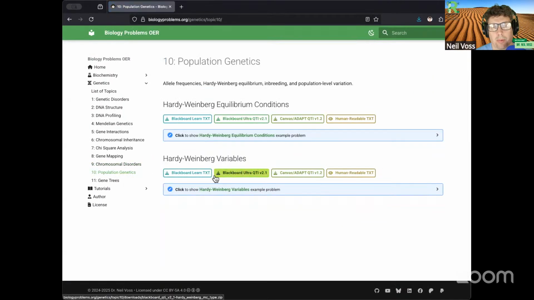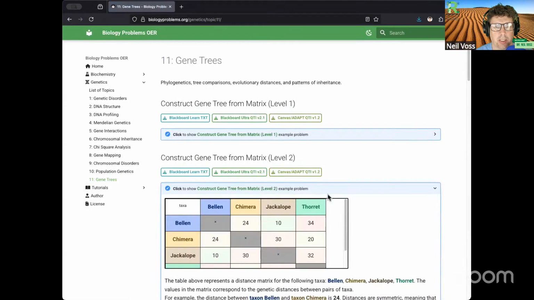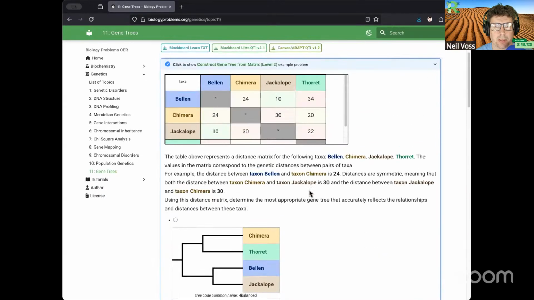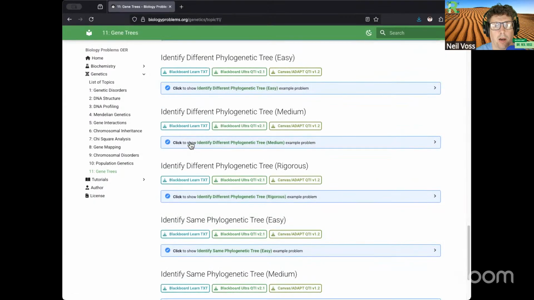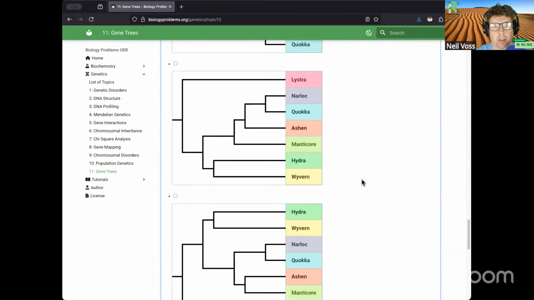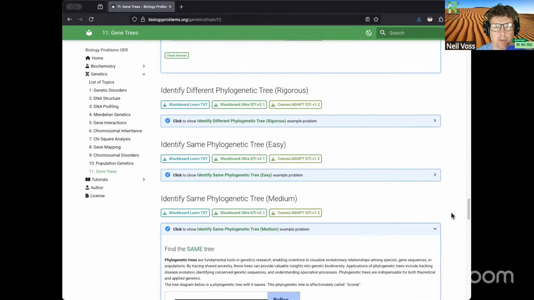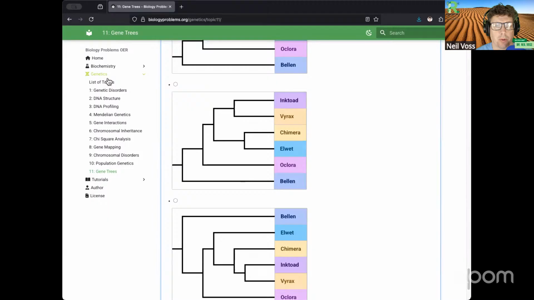I have a couple of questions on population genetics. So I'll work on expanding that one. And then one of my favorite topics is gene trees, which can be just like starting off with a distance matrix and figuring out the tree, or sometimes I just have students kind of identify which one is different. So I give them a collection of gene trees and almost all of them are the same, or identify which one is the same from a collection of gene trees. And then that's kind of my whole semester.